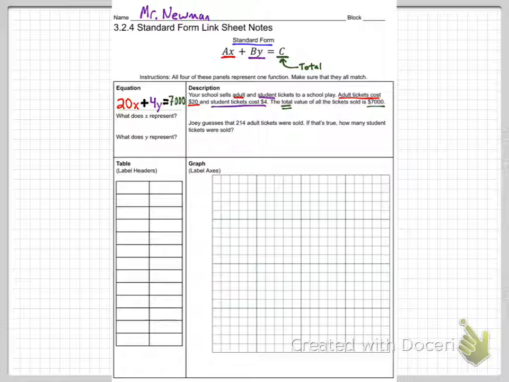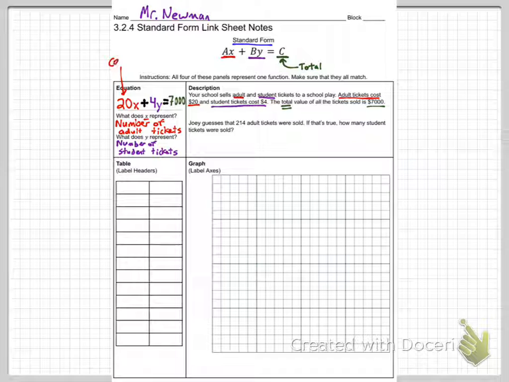Now a few things about this. What do x and y represent? Well, x must be the number of adult tickets. It's not the cost of the adult tickets because we already know that. x represents something we don't know yet. Likewise, y must represent the number of student tickets, not the cost of the student tickets. We already know that too.